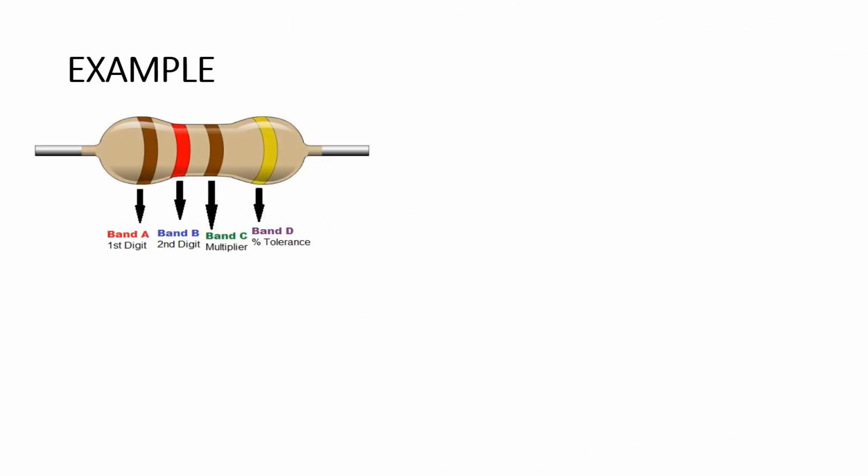Let's have a look at a few more examples. This is a 4-band resistor. It has one brown, then red, then brown, and then a gold tolerance band. So the first digit will be given by the brown, that is 1. The second digit will be given by the red, that is 2. And the third one, which is a multiplier band, it gives 10 to the power brown. Brown is 1, so this is 10 to the power 1. So 12 into 10 to the power 1. And the tolerance is plus minus 5%. So it should be 120 ohms plus minus 5%.